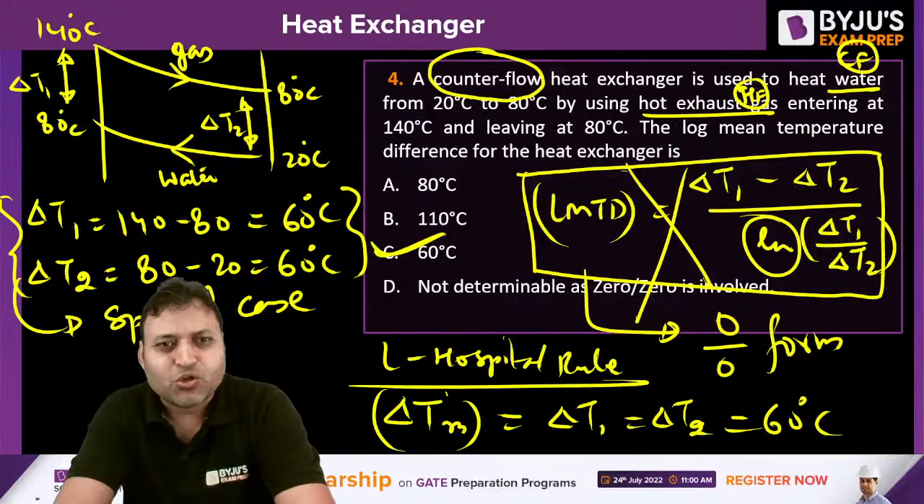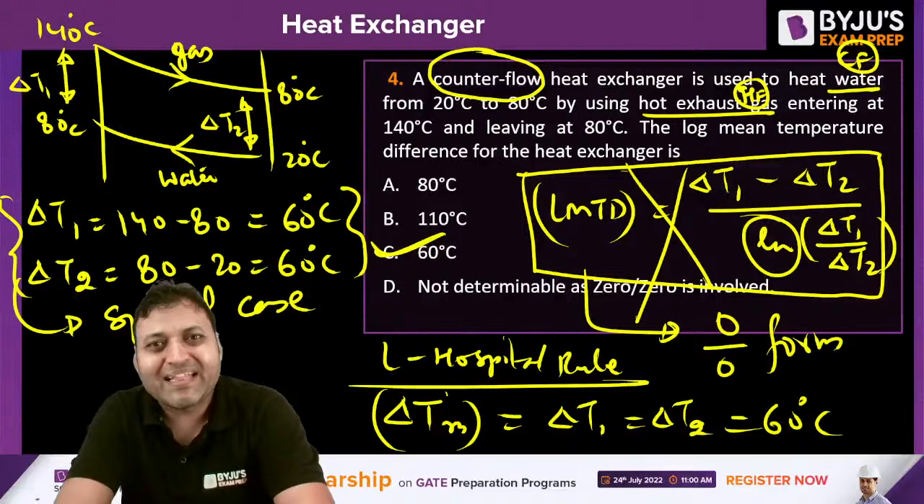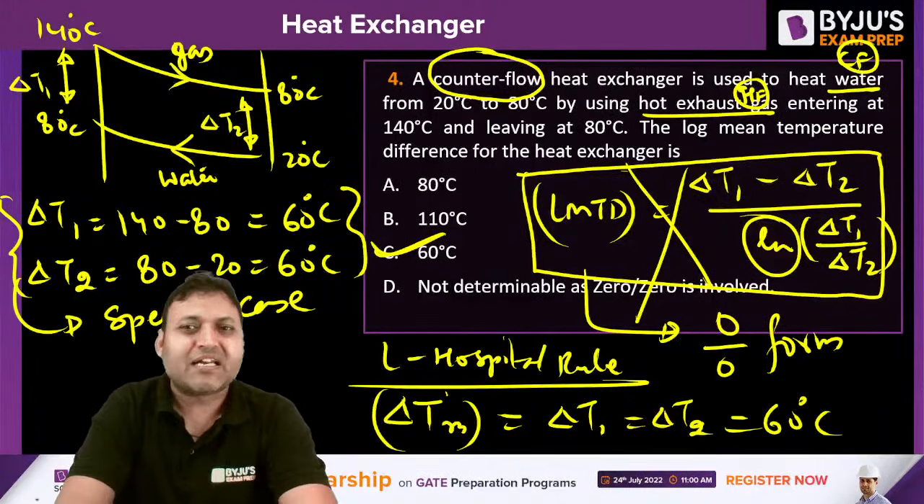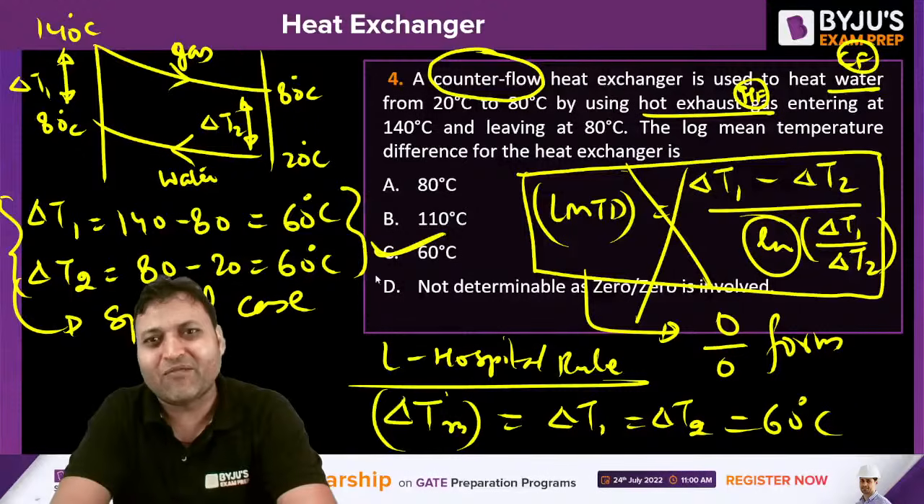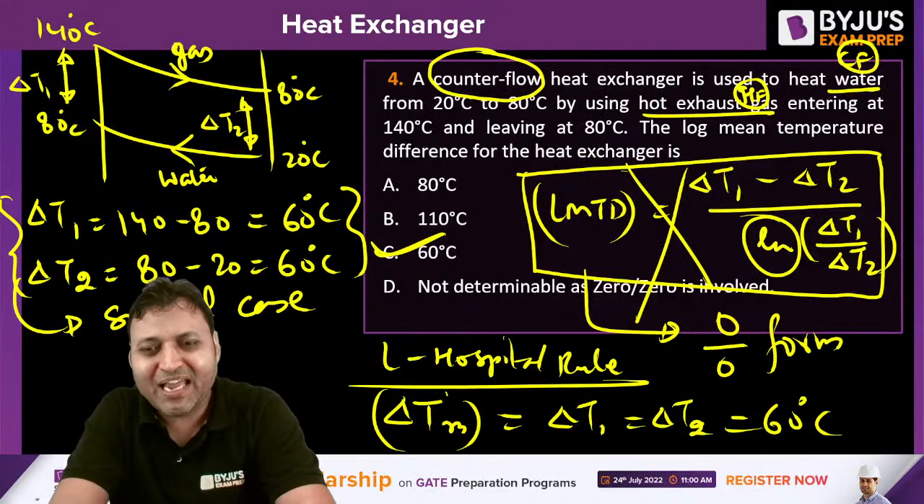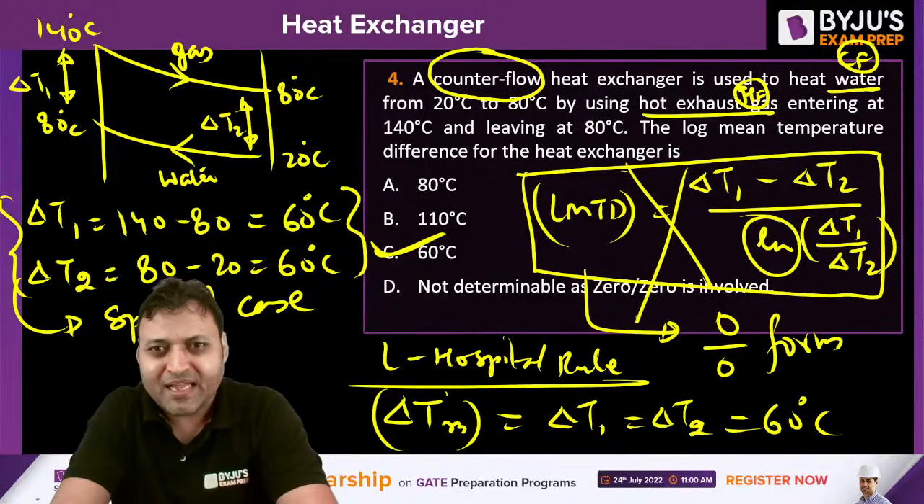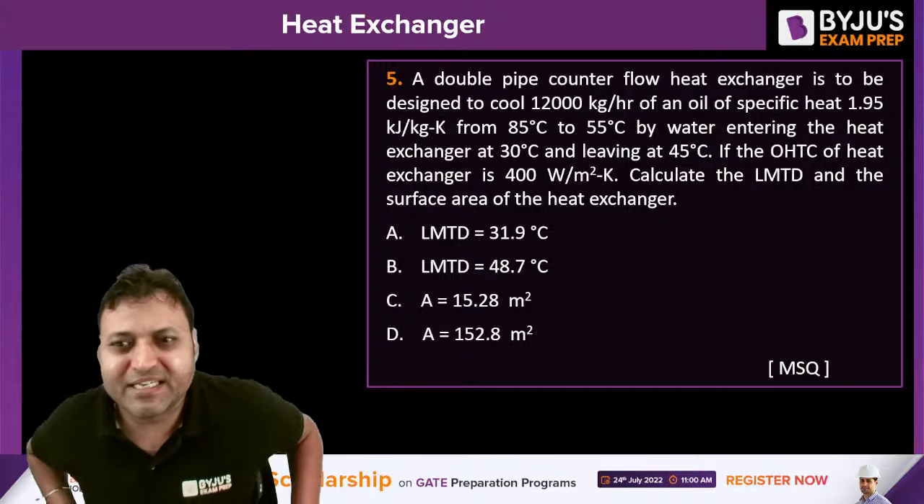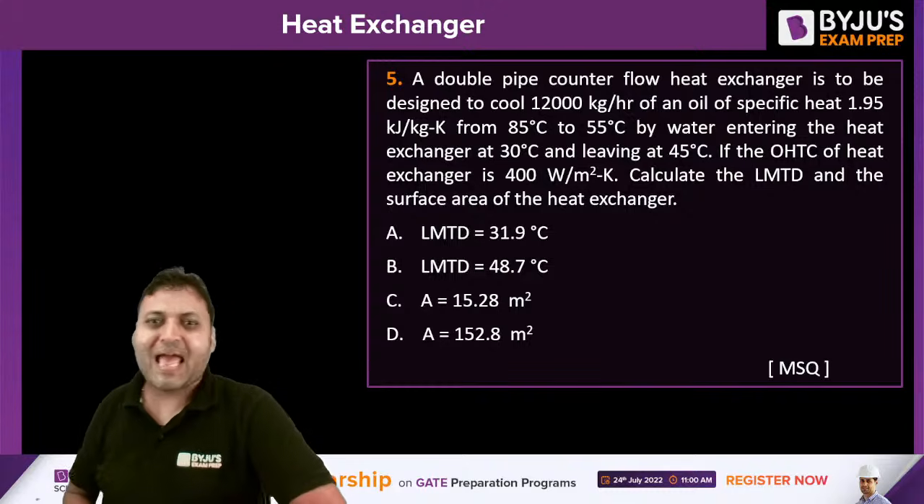Clear? Whenever there is a counterflow heat exchanger, you need to first check whether it is a special case or not. If you don't check, and you start putting the values in the formula, you will get 0 by 0 form, and that will get you nothing. That is why you should always check for a counterflow heat exchanger. The next question is MSQ.